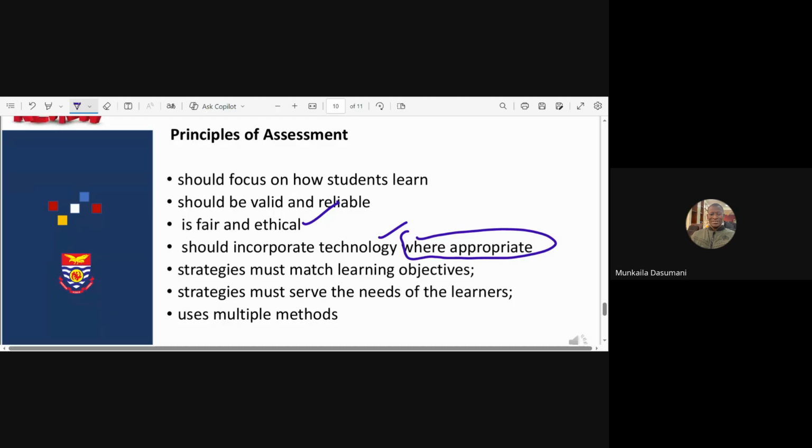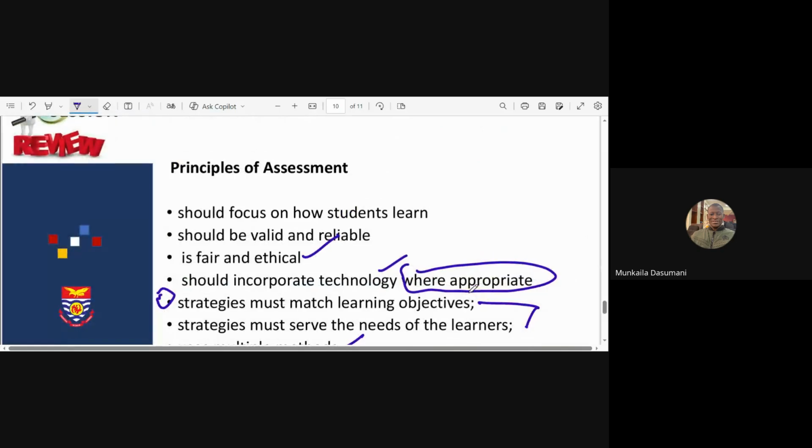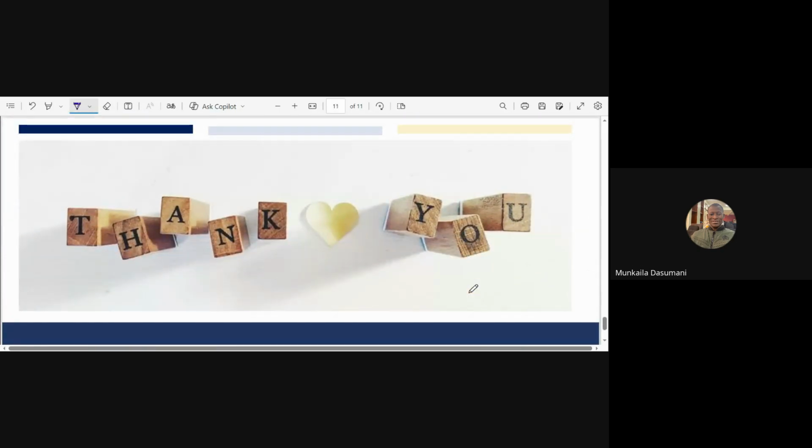When you talk about this point, strategies must match learning objectives, and then strategies must serve the needs of the learners. So they are similar. It must serve the needs of the learners, and then use multiple methods, so don't go and use only one. So we're looking at the methods of assessment. Don't use only one method, use multiples of them. You must have objectives, you must have fill in, you must have writing, short and long. It's better you combine them all so that you don't put only one method. Okay, so that is the end of section 5.